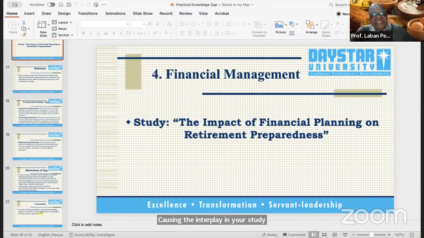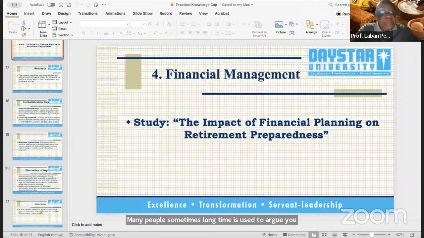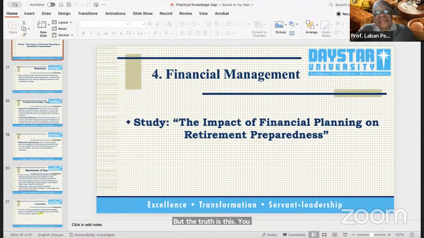Many people, for a long time, used to argue that you don't need a theoretical framework in a qualitative study. There are people who argue that way. But the truth is this: you must have some anchoring literature.